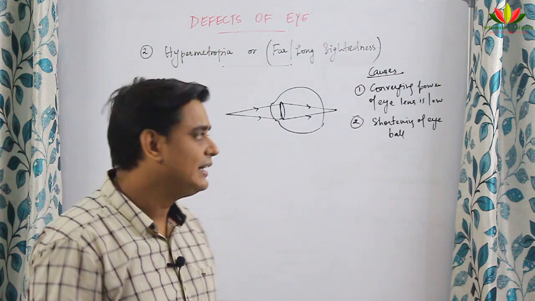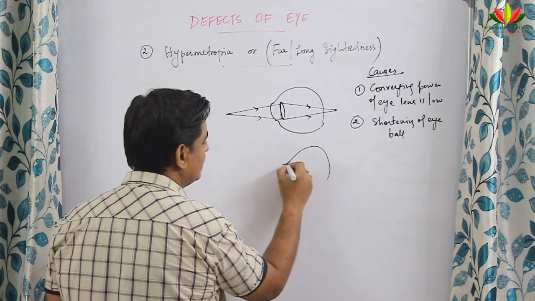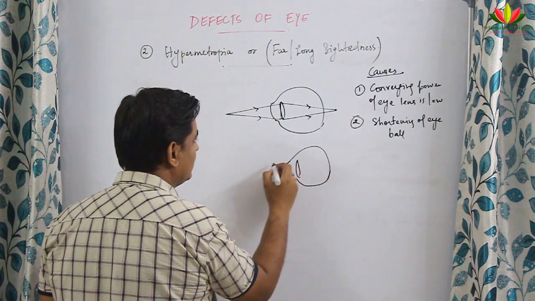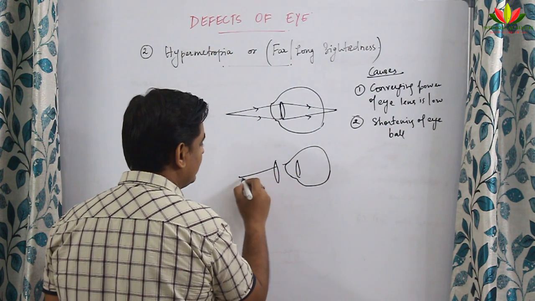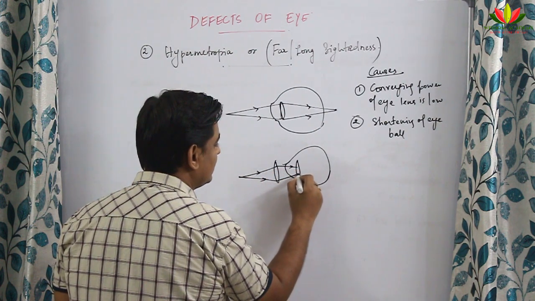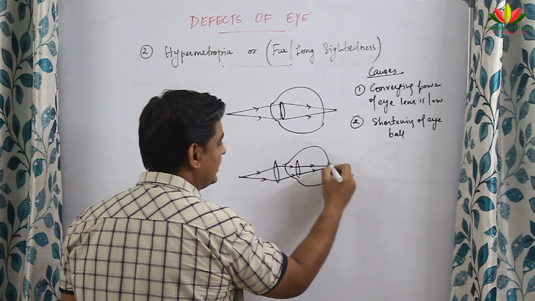How will it be corrected? Let us see how it will be corrected. So, I will keep a convex lens in front of it. So, the ray which is coming, it will first get a little converged and further it will get converged. So, it will meet at the retina.